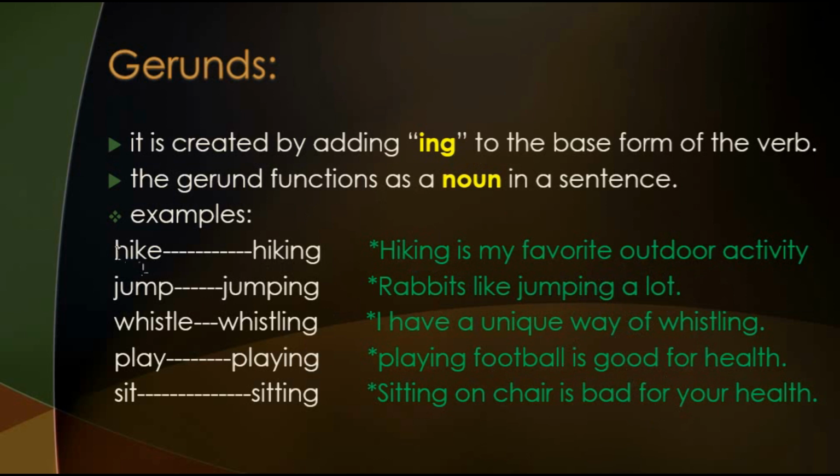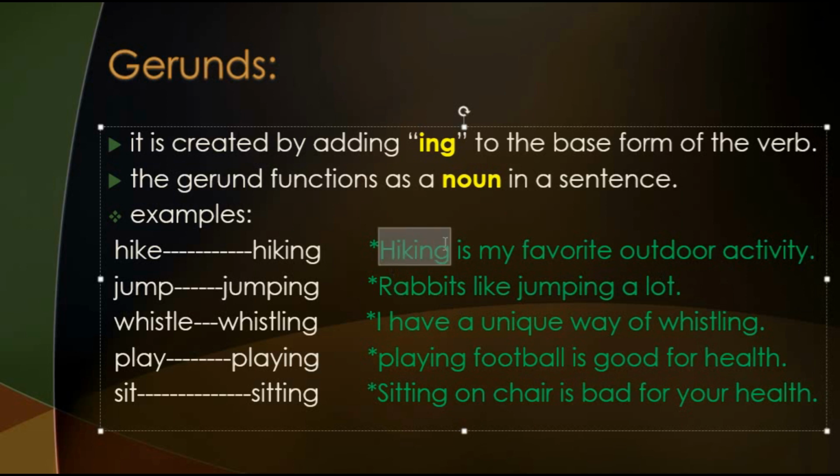Okay. So the first verb is hike, right? Hike is going over mountains and having fun, right? Climbing mountains. So when you make the gerund form, you add ing to it. So you have an e here, you remove the e first, then you add ing. That's the rule, right? So I've given you an example here. Hiking is my favorite outdoor activity.